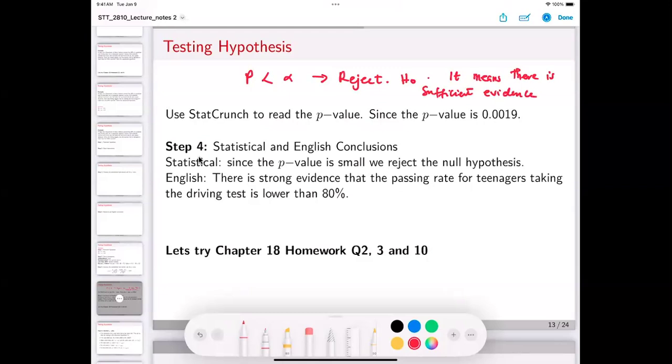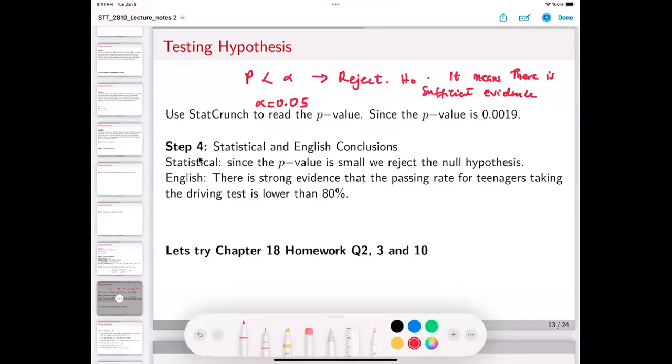And if you get a situation where the p-value is greater than alpha, we fail to reject. And if you fail to reject, it means there is what? No evidence or insufficient evidence. I remember telling you that unless stated otherwise, usually alpha is 0.05. And we also saw that in StatCrunch too. So that is how to do that.